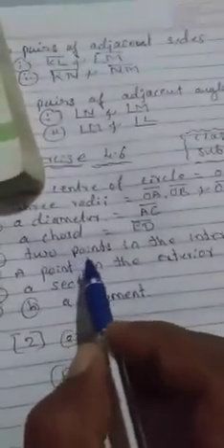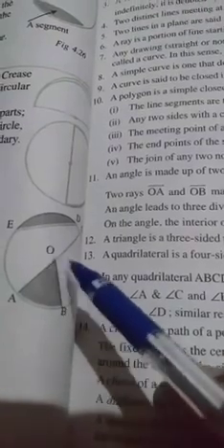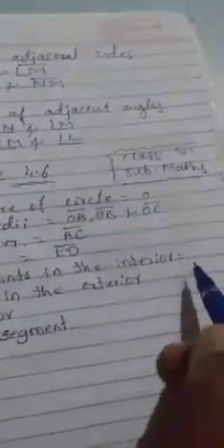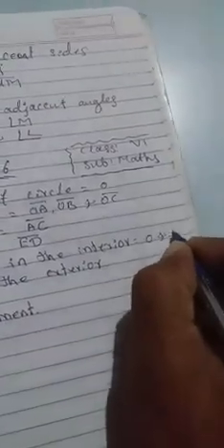Next, 2 points in the interior. In the given figure, O is the center of the circle. It is also an interior point, and P is the point which is also inside the circle. Therefore, the 2 points in the interior are O and P.